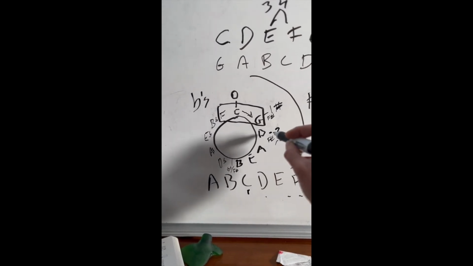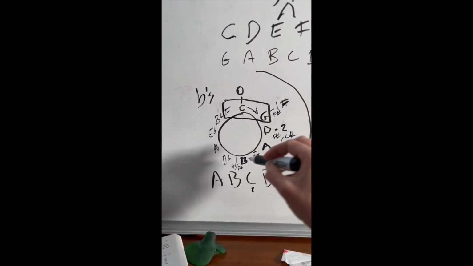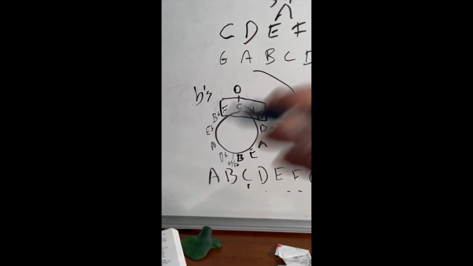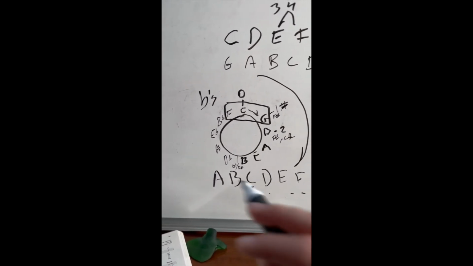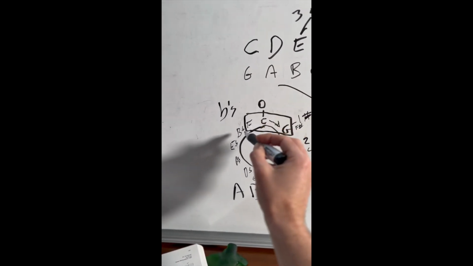If we went through every key, we would see this pattern work itself out, where we would have 2 sharps in D, 3 in A, 4 in E, 5 in B, and then 6 in F sharp. And going through the flats, it works in the same way, where we have the same pattern, but it's not as easy to figure out.